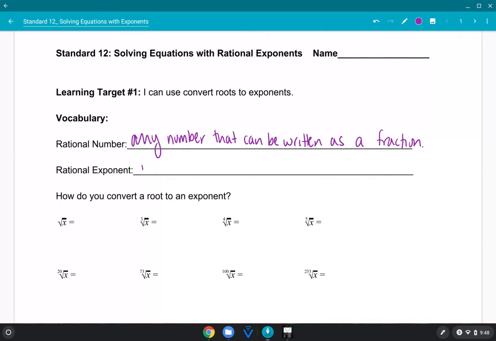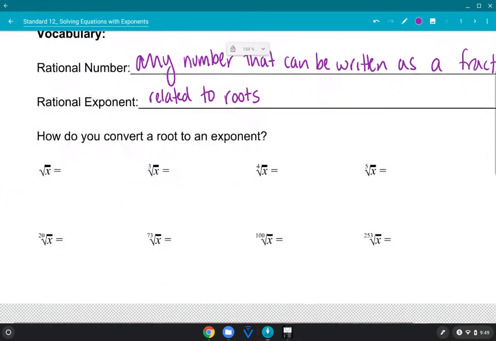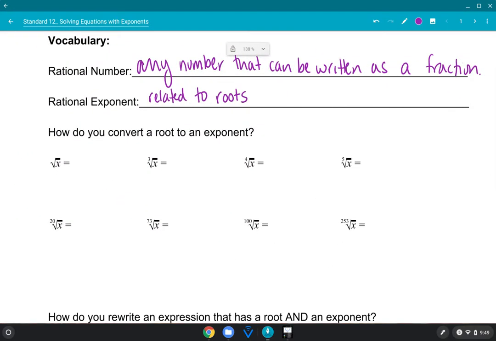So these are related to roots. And when I say roots, you guys, I mean like a square root, a cube root, stuff like that. And I'm going to show you how you put a root into a fraction, a rational exponent. I'm going to start with this guy right here. So that's a third root, which means it's equal to x to the power of 1 over 3.